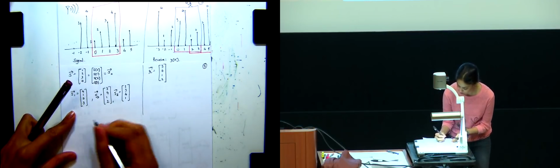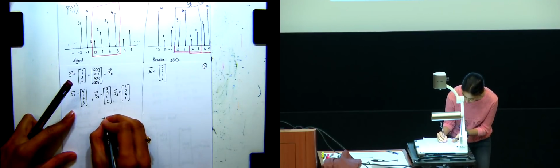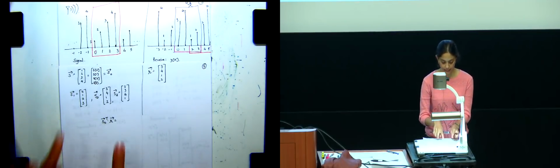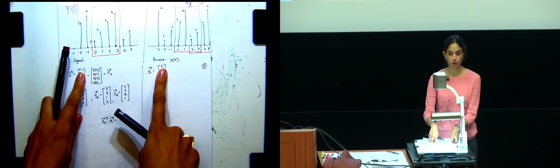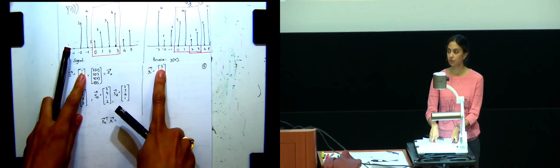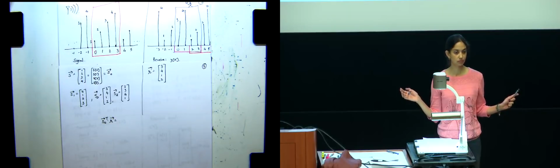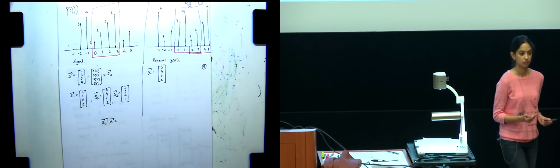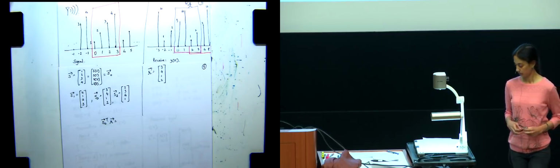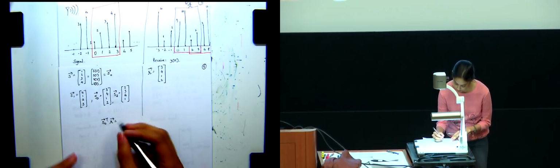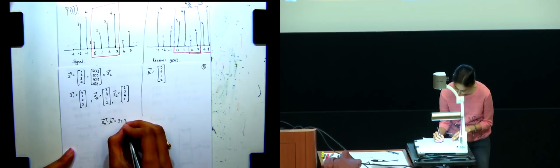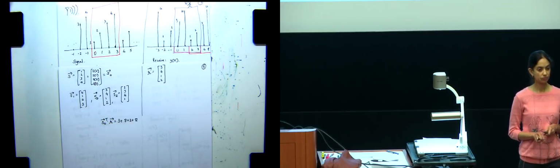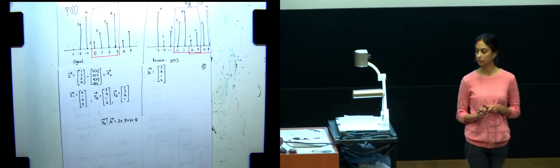So let's compute some values. Let's compute S naught transpose times R. S naught transpose times R. So this is just the dot product. So how many people remember how to do the dot product? Okay. Just for memory's sake, take a minute and compute this. You can talk.